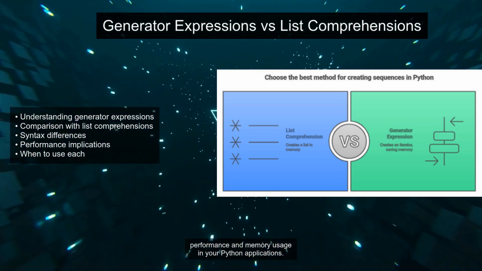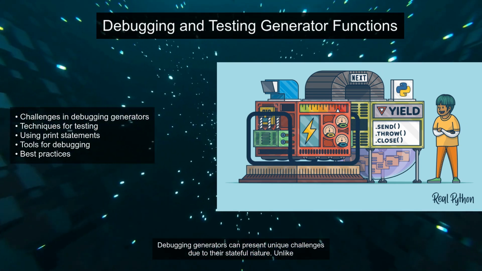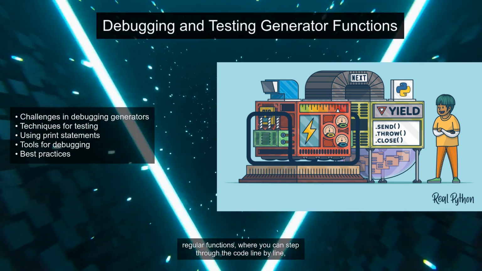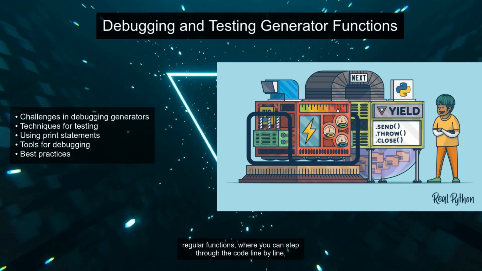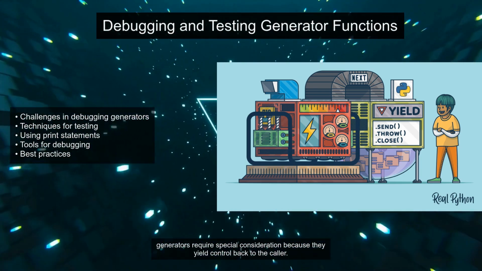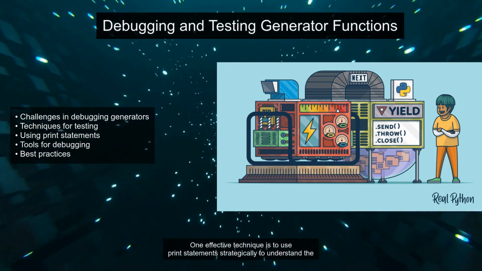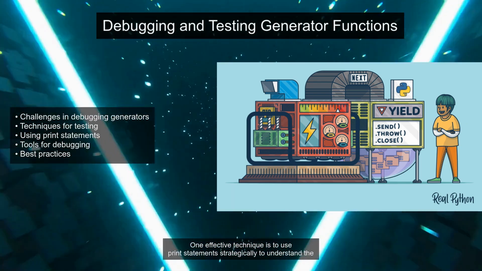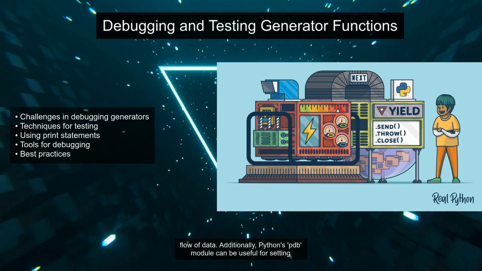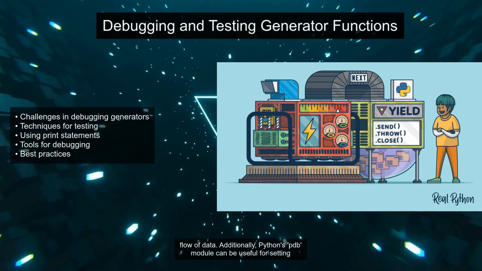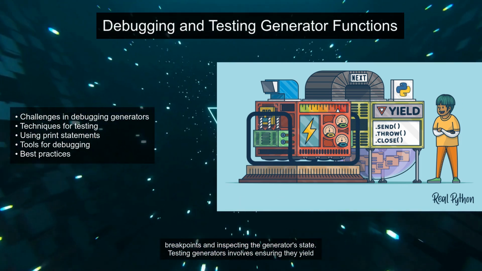Debugging generators can present unique challenges due to their stateful nature. Unlike regular functions, where you can step through the code line by line, generators require special consideration because they yield control back to the caller. One effective technique is to use print statements strategically to understand the flow of data. Additionally, Python's PDB module can be useful for setting breakpoints and inspecting the generator's state.